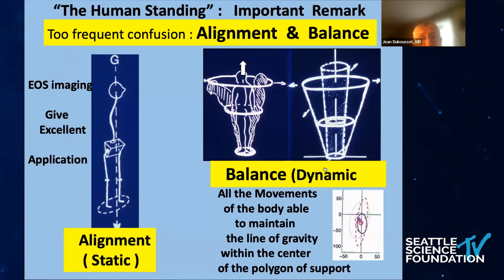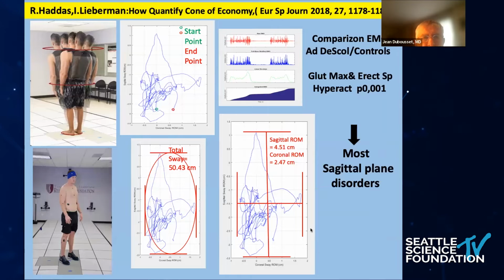So remember that in the human standing, you have the confusion between alignment and balance. EOS imaging will give an excellent application of alignment. But balance is dynamic. The cone of economy that you see here, all the movements of the body are able to maintain the gravity with a minimum of muscle function. This is the basis.